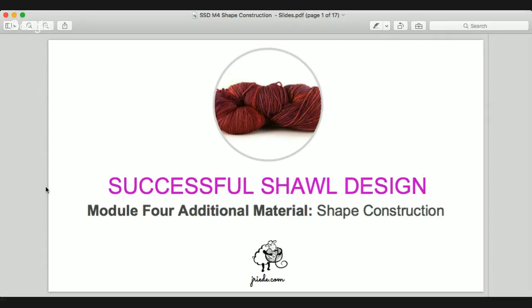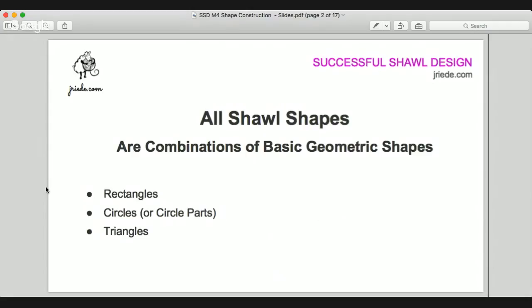Okay, sorry again. Welcome to additional material for Module 4 of Successful Shawl Design. Today I'm going to talk a bit about shape construction, about shawl shapes in general, how they can be constructed using basic geometric shapes like circles, rectangles, and triangles, and how to find out which basic shapes a complex shawl shape consists of. So basically, this is shawl shape deconstruction or construction, depending on where you start. So let's jump right in.